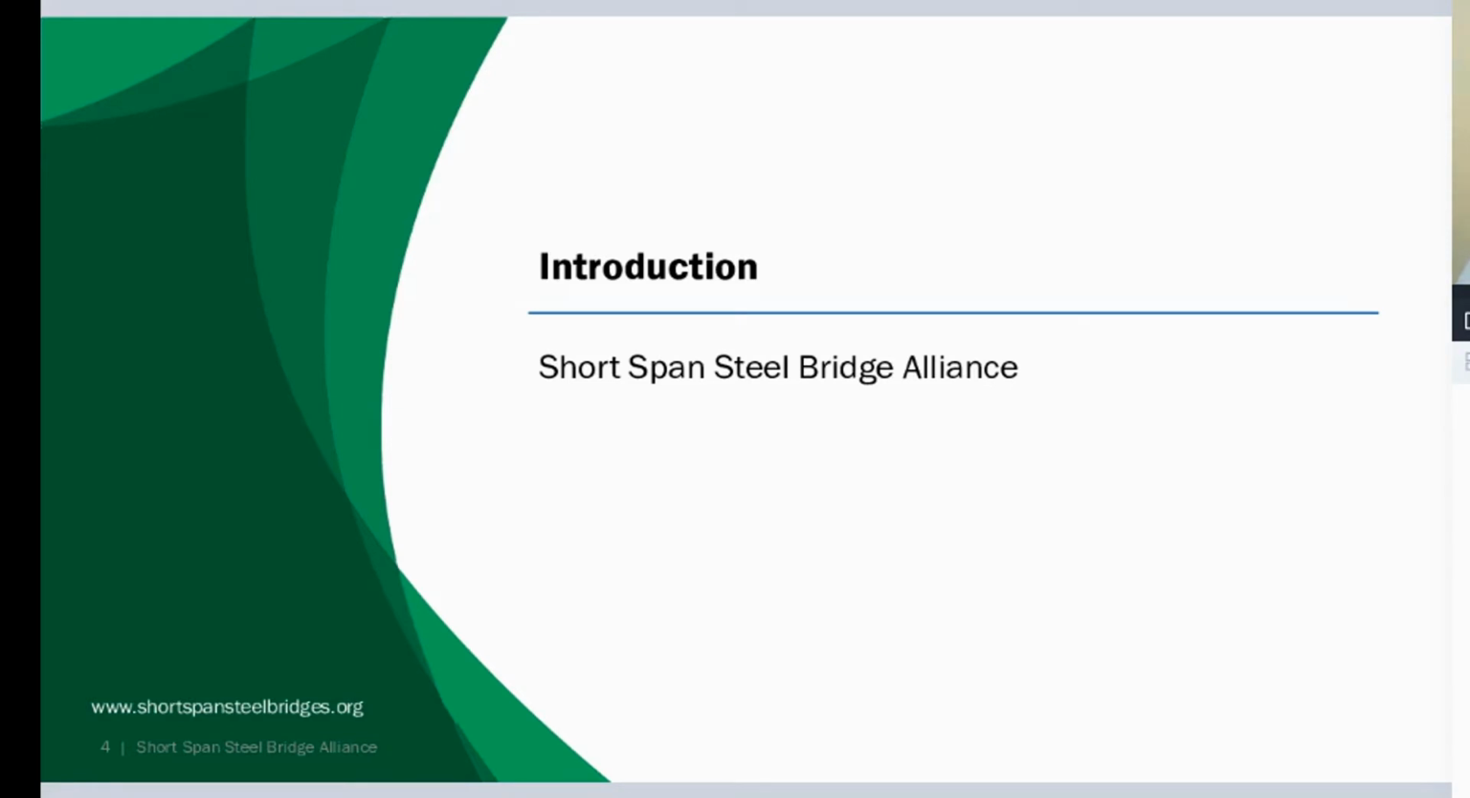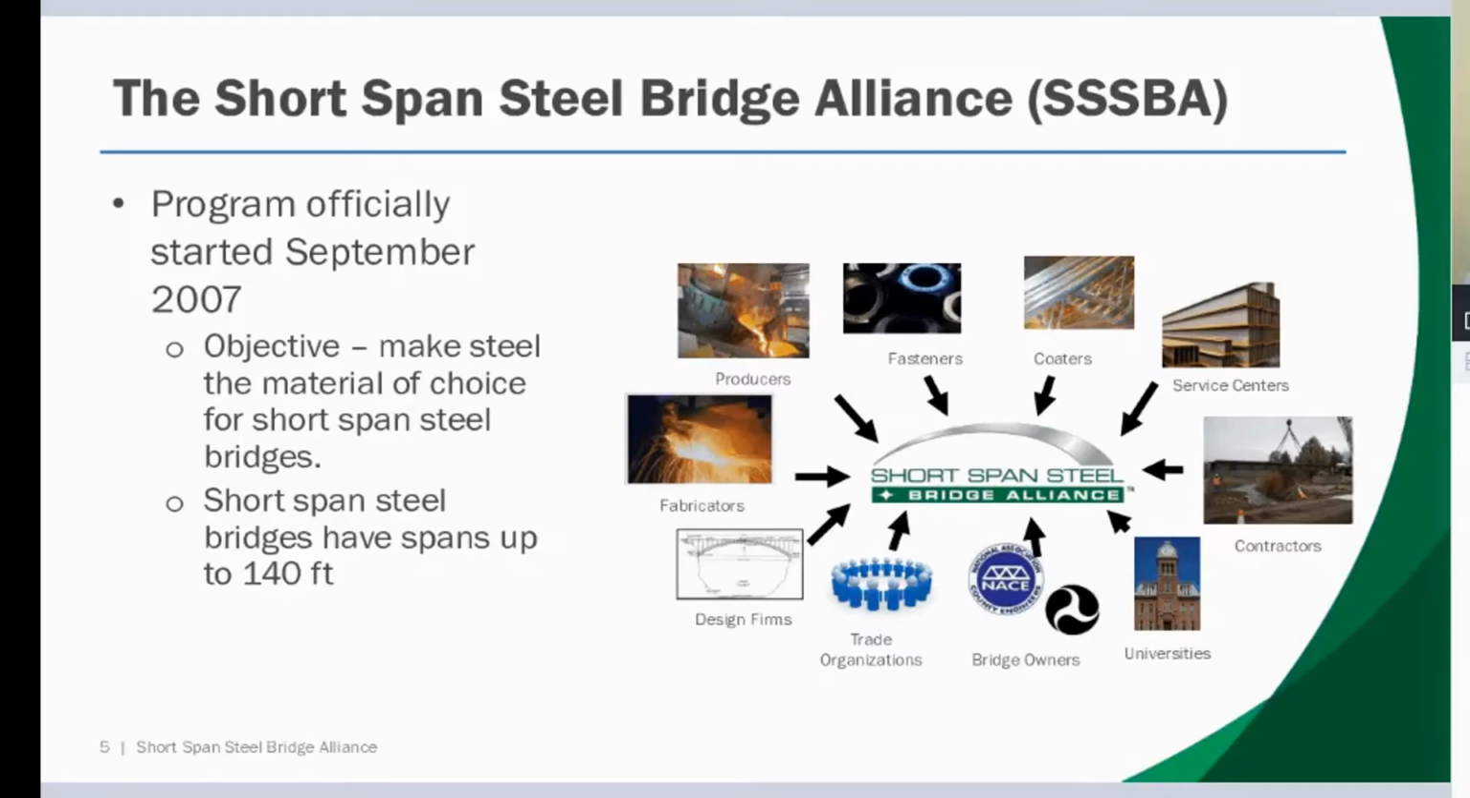presentation. So first, I want to talk about the Short Span Steel Bridge Alliance and make sure that everybody is aware of our background and our history. So we've been around for a good little while. The program officially started in September of 2007. And so it's the Short Span Steel Bridge Alliance. I'm sure you could guess what the objective is. You know, we want to make steel the material of choice for short span steel bridges.